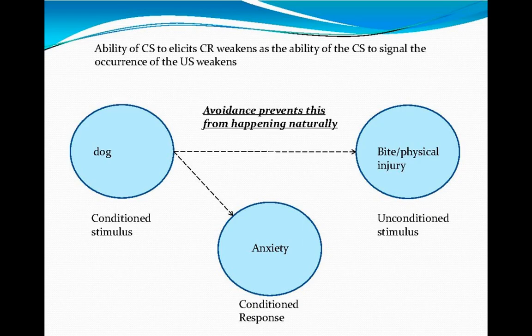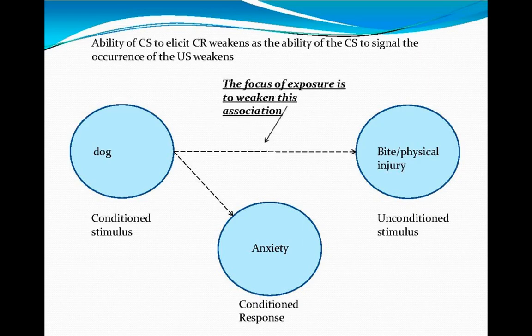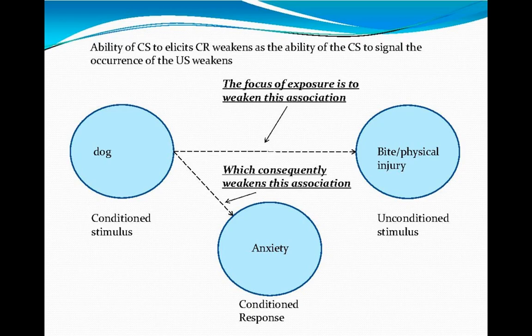So the focus of exposure is to do exactly that. Your goal in exposure therapy is to get the individual to be around the feared stimulus, in this example, to be around a dog, to learn that the dog is not a good predictor of a bad outcome. You can be around a dog and everything's okay. And if you can break that association, you then break the ability of the dog to elicit anxiety. So the key part here is you're not trying to reduce anxiety specifically. You are trying to weaken how good of a predictor that dog is of a bad outcome. And if you can do that, the anxiety goes away on its own.